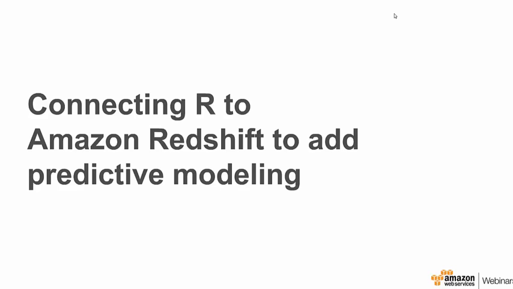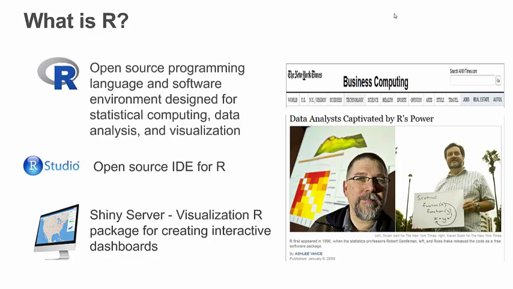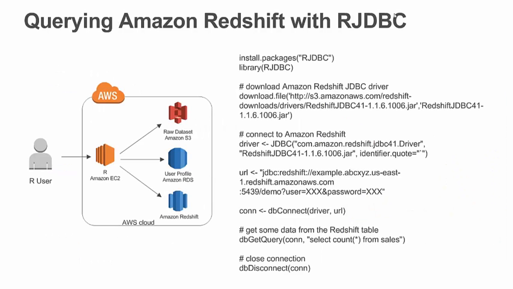Now that we've seen how Python UDFs can let you perform statistics in the database, let's see how you can connect R to Redshift to add predictive modeling. After SQL, R is the most commonly used programming language by data scientists. R provides a rich software environment for data manipulation and exploration, including graphical display. R is easily extended using packages. For example, Shiny Server is a visualization R package that allows you to create interactive dashboards.